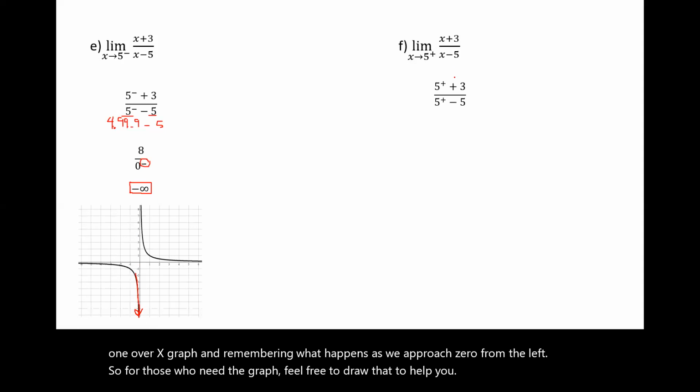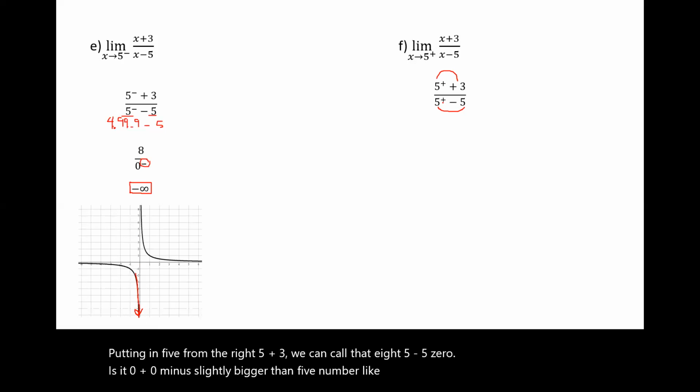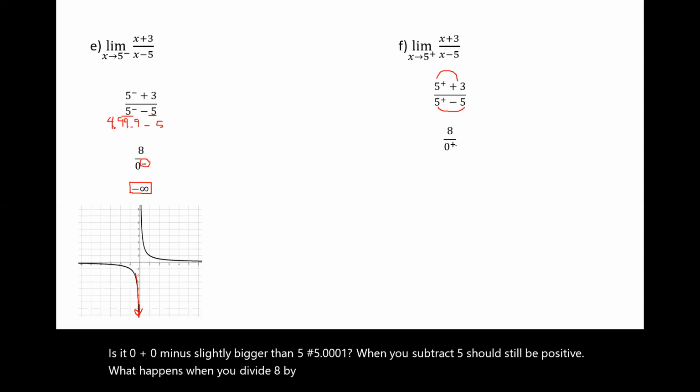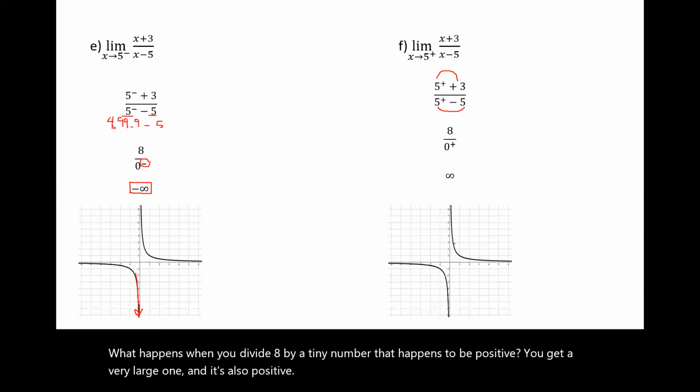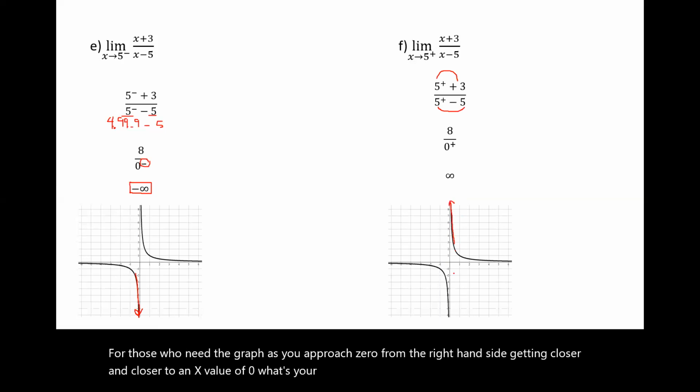Okay, this one. Putting in 5 from the right. 5 plus 3, we can call that 8. 5 minus 5, 0. Is it 0 plus or 0 minus? Slightly bigger than 5. Number like 5.0001. When you subtract 5, it should still be positive. What happens when you divide 8 by a tiny number that happens to be positive? You get a very large one, and it's also positive. For those who need the graph, as you approach 0 from the right-hand side, getting closer and closer to an x value of 0, what's your y value doing? You're going to infinity.